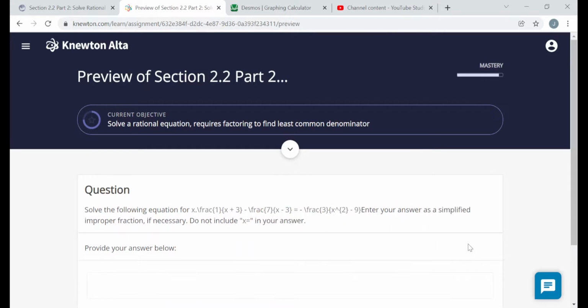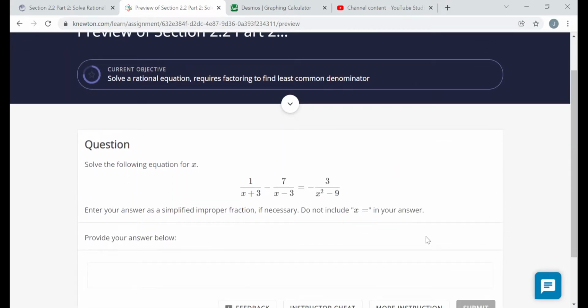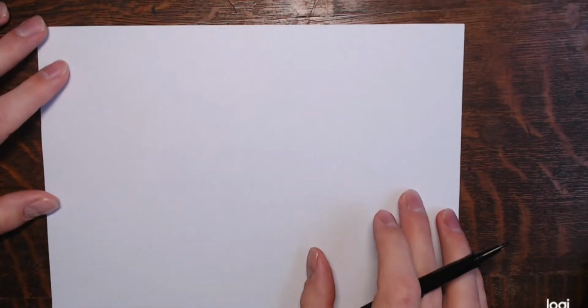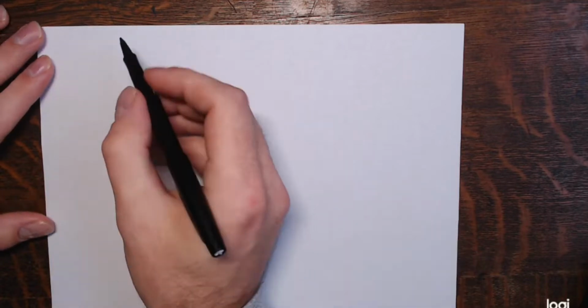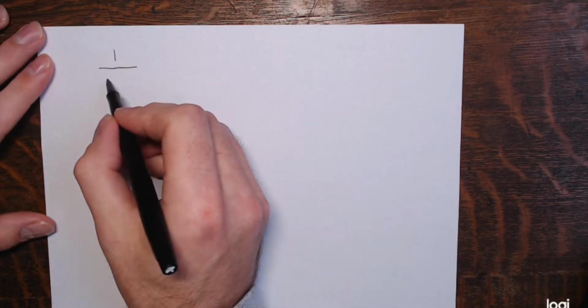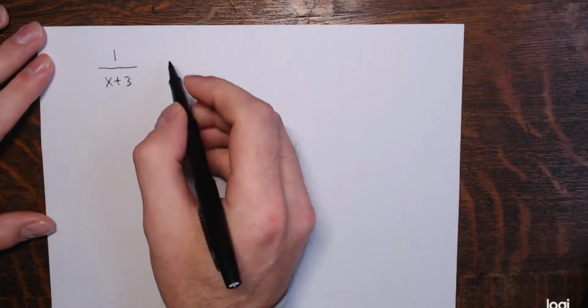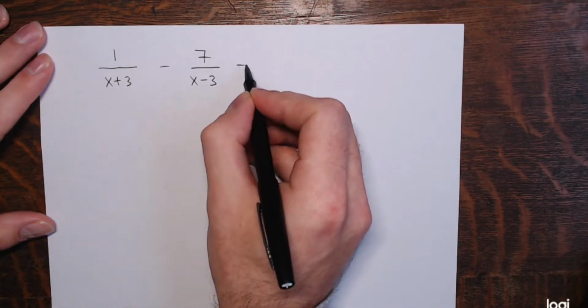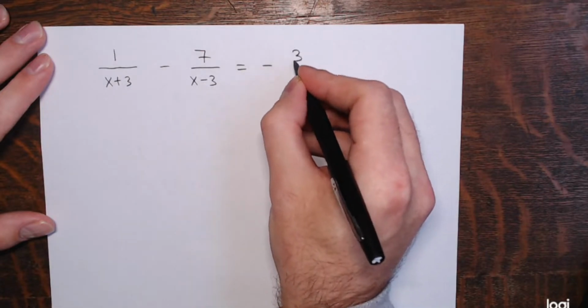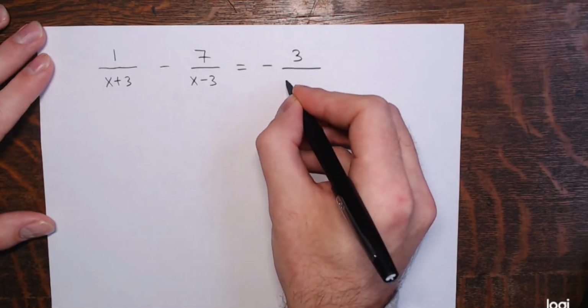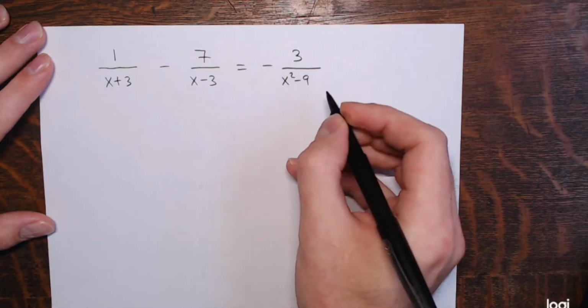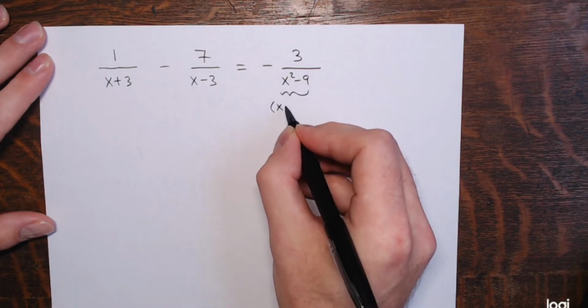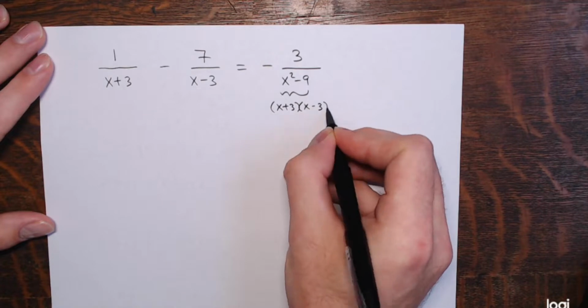Once again, I'll just write out the equation and go through the process of solving it. And you may notice, right, the process is the same for all of these. Doing the same steps I did in the first one. All right, so we have 1 over x plus 3 minus 7 over x minus 3 equals negative 3 over x squared minus 9. Now x squared minus 9, that's just x plus 3 times x minus 3. All right, difference of squares.